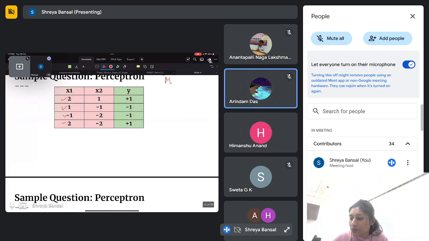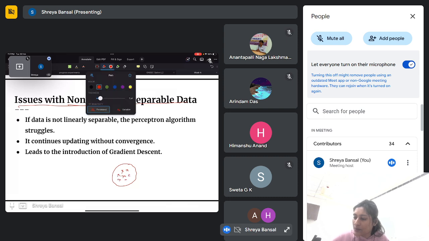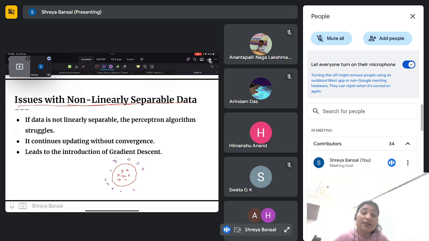Okay, so the major problem is with non-linearly separable data. Maybe your separating boundary is not a single line, but is non-linear. Let's say your data is more like this: some points are inside this circle and other points are outside this circle. So how do you classify? You need this circle, which is not linear at all.